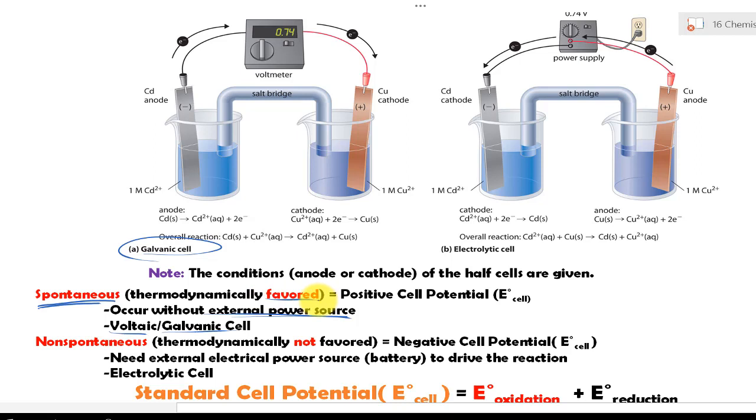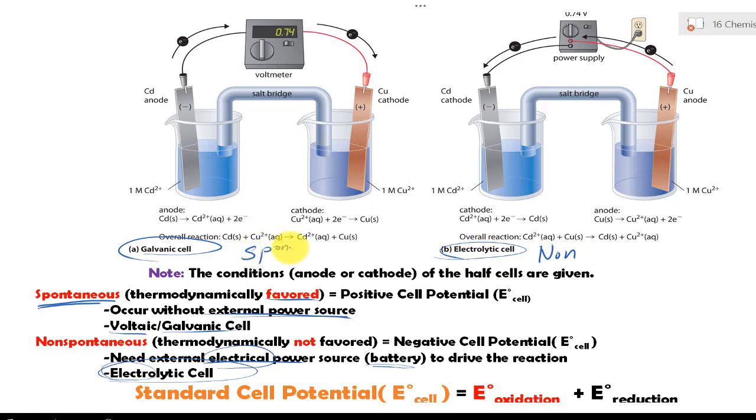Where a reaction is non-spontaneous, because it's not happening by itself, it needs some outside source, and that outside source could be an electrical power source, such as a battery, to drive the reaction. Without this battery, there would be no reaction when there is a non-spontaneous redox reaction. And when we have that type of redox reaction, we build an electrolytic cell. Think of the word electro. Think about electricity coming through a battery. That's why we call them electrolytic cells. So this would be non-spontaneous, and this would be spontaneous.